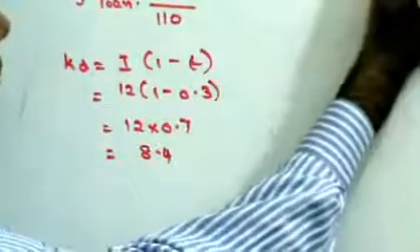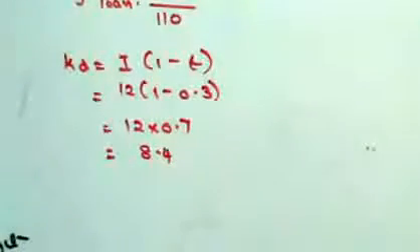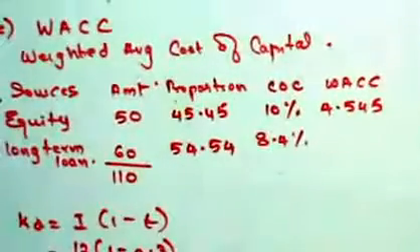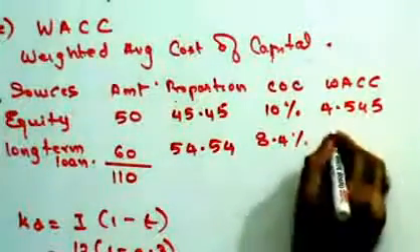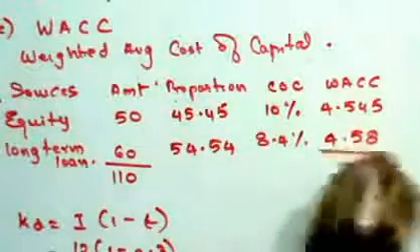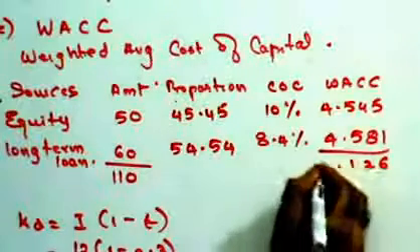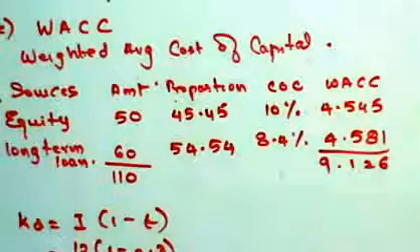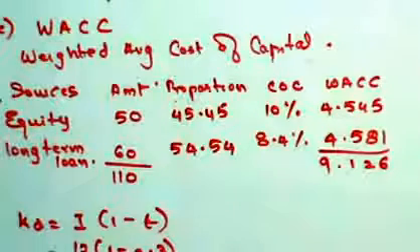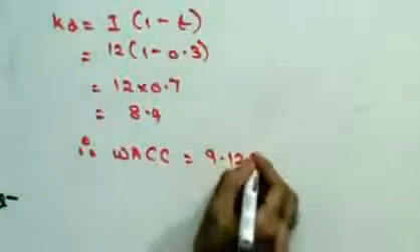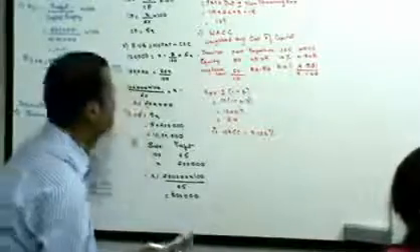8.4%. So 8.4%. So my weighted average cost of capital is going to be 45.45 into 10%, which is going to be nothing but 4.545. Similarly, 54.54 into 8.4%. Can someone tell me how much is that? 4.581. Right? Add this 4.581. So 6, 12, 11, 9. 9.126%. So my weighted average cost of capital, therefore I can say, weighted average cost of capital is 9.126%. Okay. Once this is done, we found out this. Next.